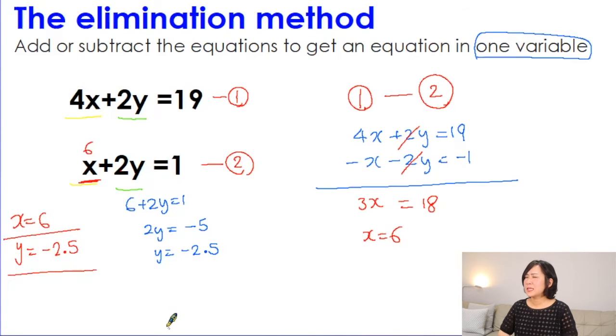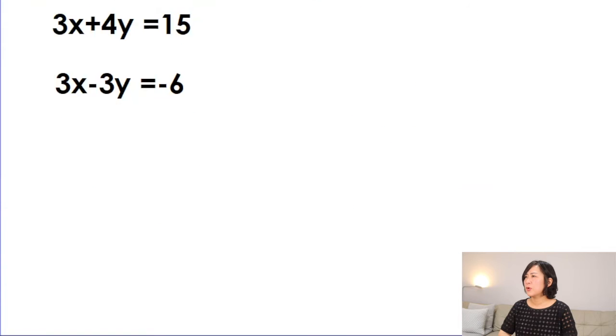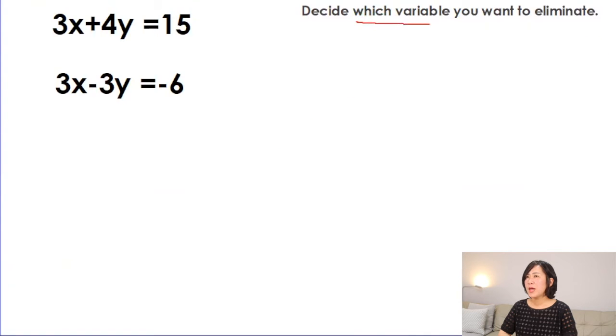If you find it a bit tricky, don't worry. This time let's do it step by step. I'm going to introduce the steps. Your first step is to decide which variable you want to eliminate. Which one do you want to remove, x or y? Here I'm going to choose x since it has got 3x. The number in front of x is the same. So I decide to remove 3x.